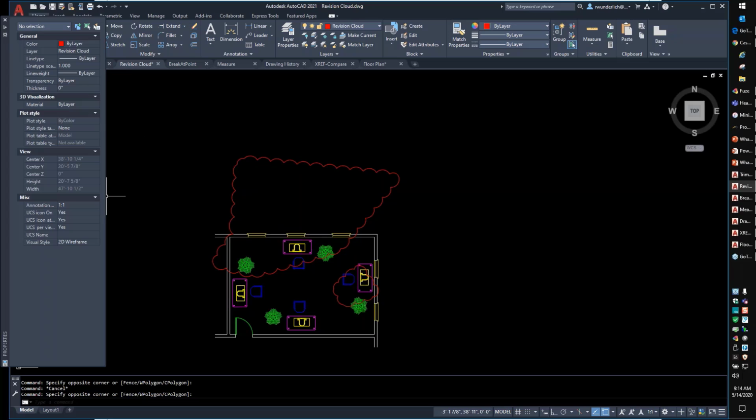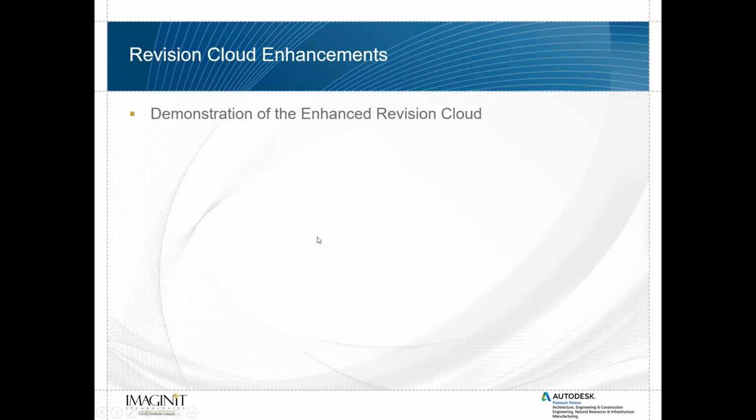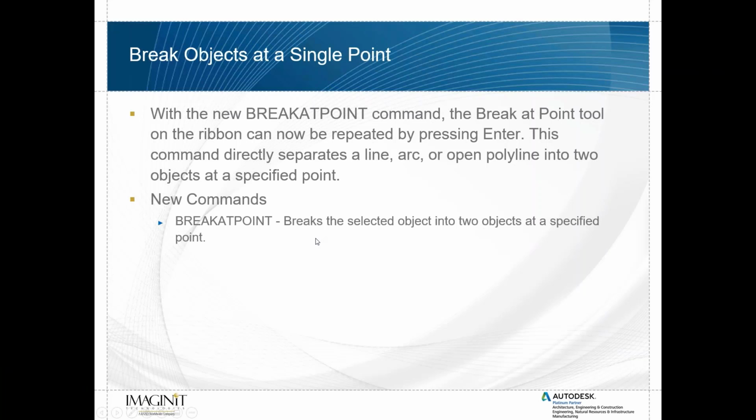Okay, so that's what we're talking about. That's the Rev Cloud enhancements. That's pretty much all they've done. So we're going to talk about break objects at a single point. Let's see, do those segments still behave the same? Yes, any segments that get added when you change those lengths using the grips still act and behave as if it's a closed polyline and the grips within a polyline.